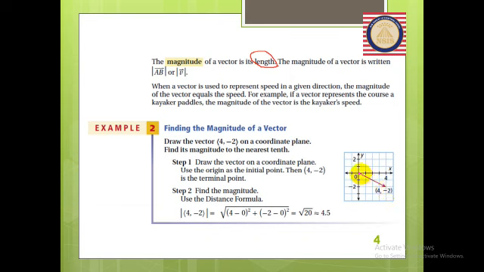This is the initial point, the origin, and the terminal point is the ordered pair of these numbers. How do we get the magnitude? We're going to get the magnitude by the distance formula. If you remember the distance formula, it tells you what?